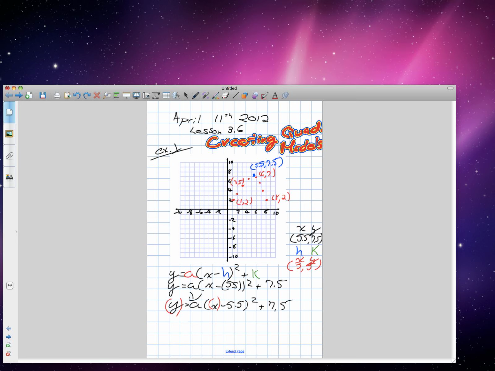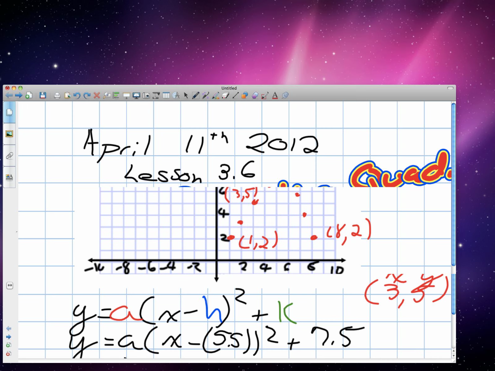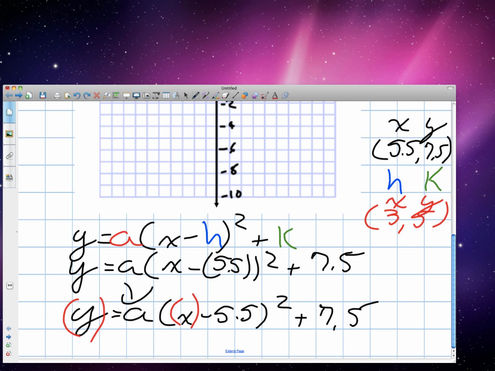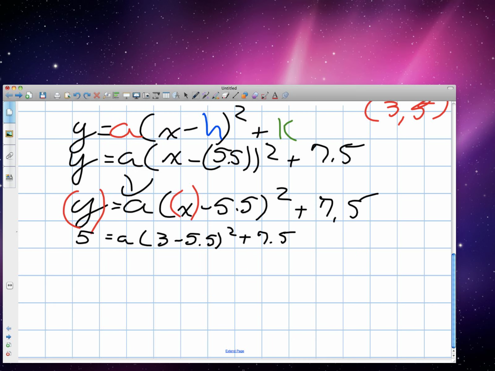And then isolate a. That's exactly right. Okay? So our y value is going to be the number 5 is equal to a. X was 3 minus 5.5, not 2.5. 5.5 squared plus 7.5. Okay? So you can use any point as long as it's on that parabola. So we use some of the information they've given us.